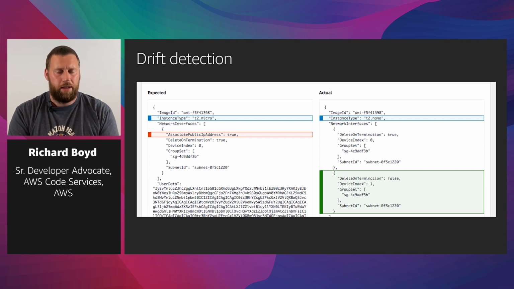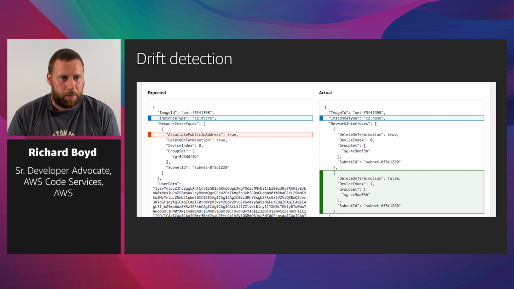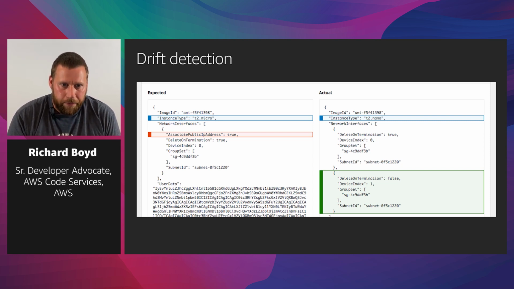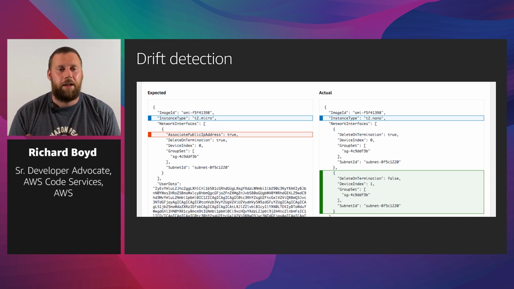So there's one part that has stayed the same. It looks like someone has removed the associate public IP address property. So if true is the default, it would have made a difference. If true wasn't the default, it's actually a change. And they've added this new delete termination, which they've set to false. So it looks like somebody attempted to try to delete this by setting the delete on termination setting.